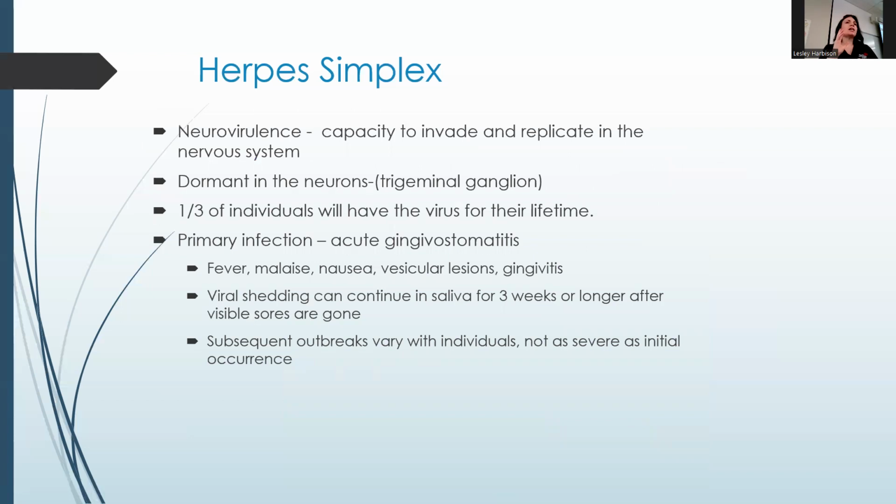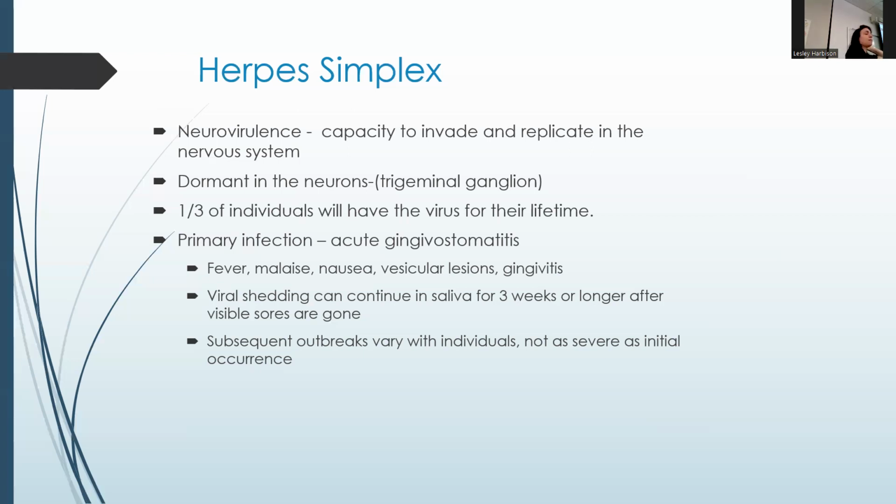This herpes has neurovirulence, meaning that it has the capacity to replicate in the nervous system. So it hangs out in your nervous system, and it travels along your nerves to express itself. And herpes specifically lays dormant in the neurons of the trigeminal ganglion. So a very huge percentage of people can carry the herpes simplex virus, but never express it, or they may only express it one time and then never express it again.